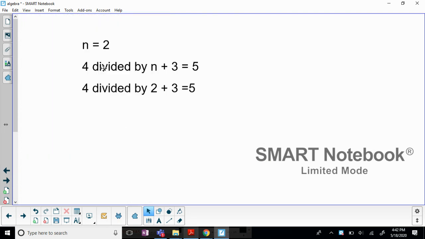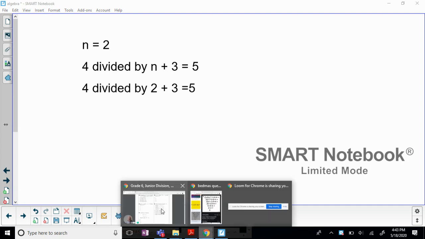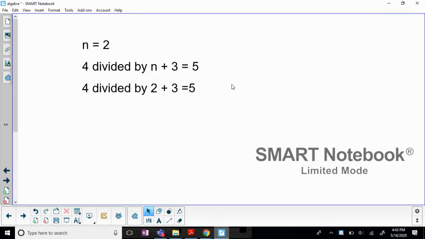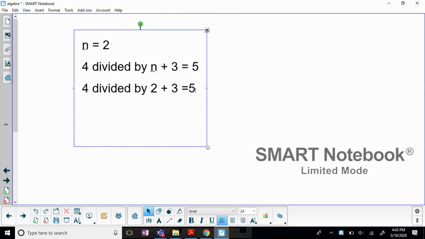N equals 2. So, all right, I started the question for us. So n equals 2, 4 divided by n plus 3 equals 5. That's the same thing that was here, okay? I'm just recopying it. So, let's do the question. All right, so now I'm going to put in the number to replace the variable. So if n equals 2, it's not 4 divided by n, it's 4 divided by 2. 4 divided by 2 plus 3 equals 5.